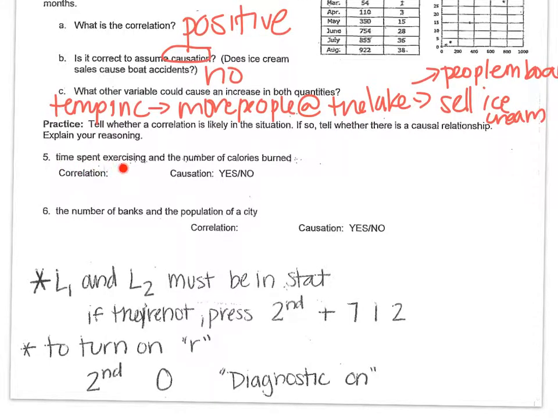So we have number 5 down here. It says the time spent exercising and the number of calories burned. Is there a correlation? Well, yes, there is. The more you exercise, the more calories you burn. So that's a positive correlation because they're both increasing. And in fact, there's also a causation because exercising does burn the calories. There's a direct result there.